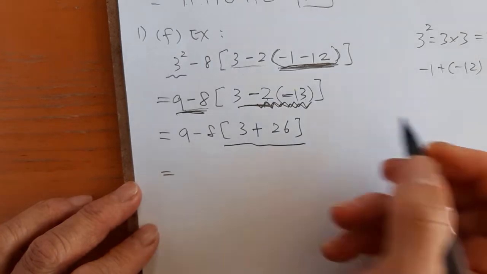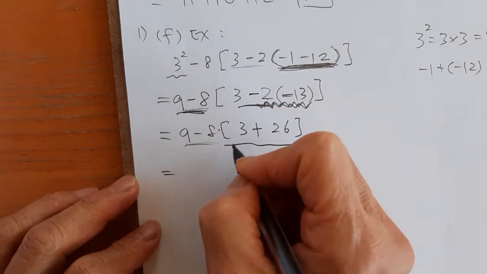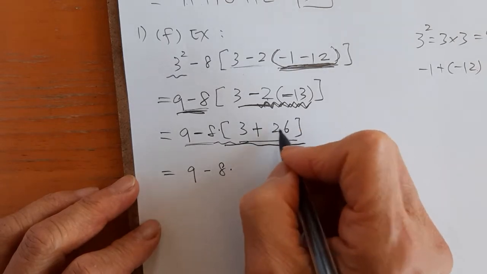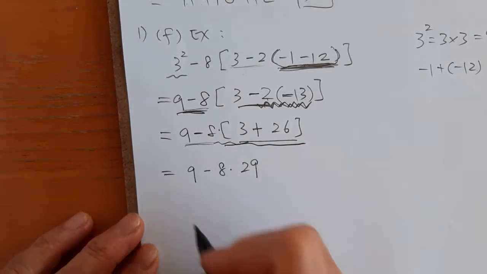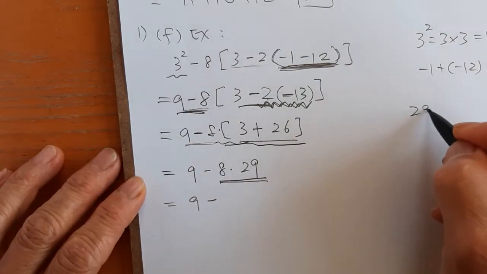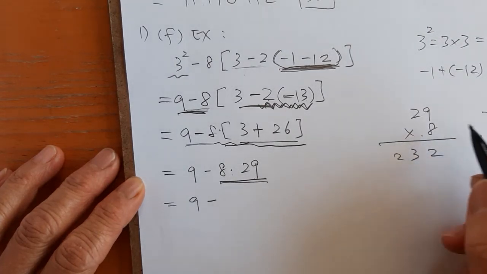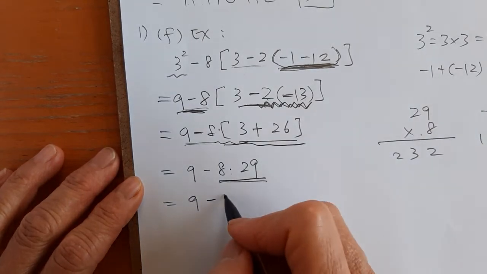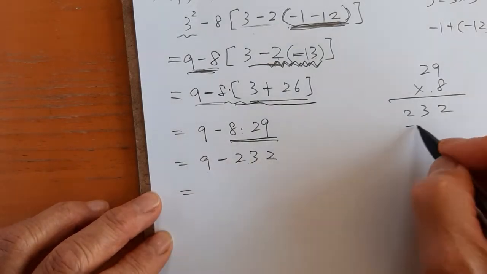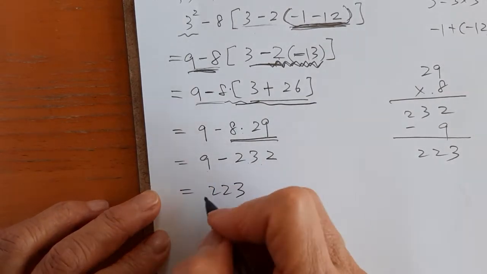Then you have to finish this grouping symbol first. You cannot subtract first because here's multiplication. You have to do it before subtraction. So 3 add 26 is 29. Then you do multiplication: 9 minus 8 times 29. 29 times 8 is 232. Then minus 232. Then 232 minus 9, you got 223. But since it's the smaller one minus the larger one, it's a negative.